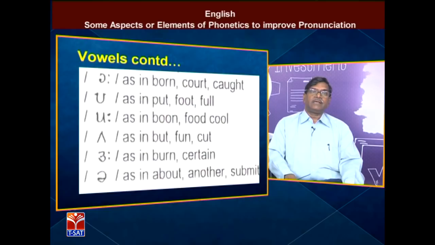What are they? E, I, A, O, U, A, O, A. So, these are the 12 pure vowel sounds.